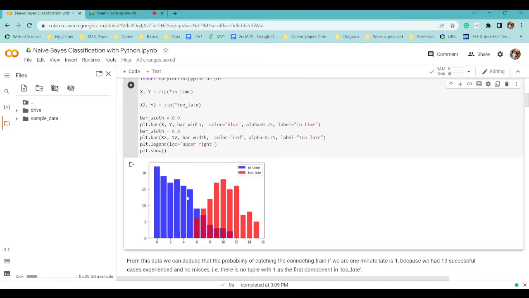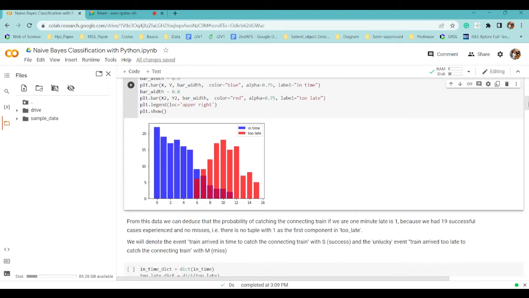Okay, so this extra red you can see how it is overlapping, that it is coming on time. Okay, that's it. So which I have written, from this data we can deduce that the probability of catching the connecting train if we are 1 minute late is 1, because we had 19 successful cases and no misses.